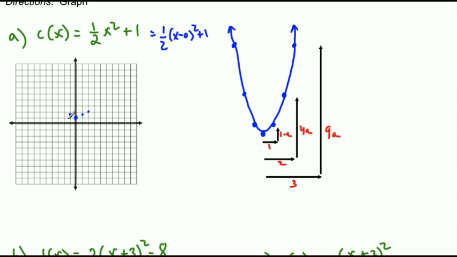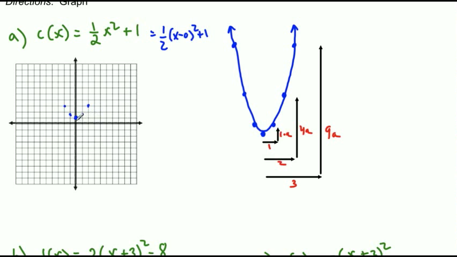Over 2 up 2. Oops, sorry, I think I went down right here. So let's fix that guy. Make sure you start from the vertex the whole time, not the origin. That's what I just did there. So over 2 up 2. There we go. And then we want to go over 3 up 9 over 2, or 4.5. So over 3 up 4.5.